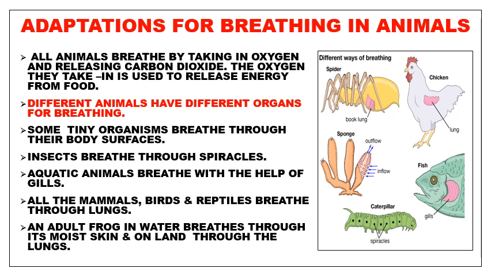For example, some tiny organisms like amoeba and paramecium breathe through their body surfaces, while insects have tiny holes along the sides of their bodies. These holes are called spiracles. Insects breathe through these spiracles. Aquatic animals breathe with the help of gills. They take in water through their mouth. This water passes through the gills where the oxygen is absorbed and reaches every part of the body. An earthworm breathes through its moist skin.